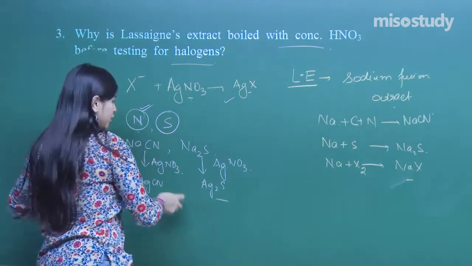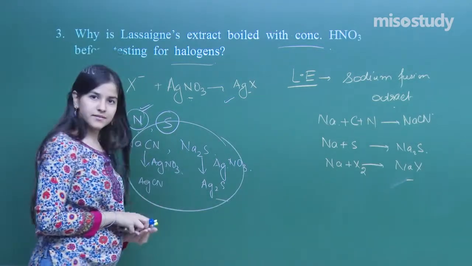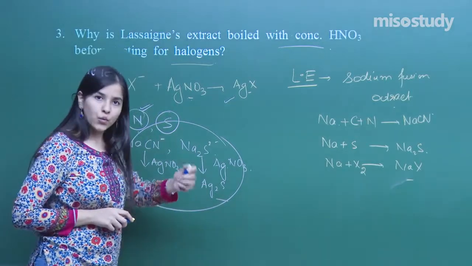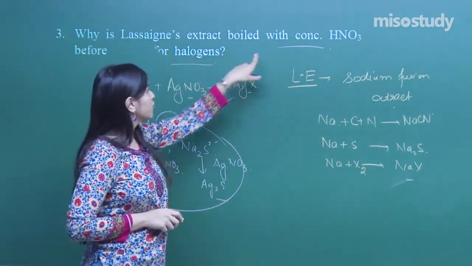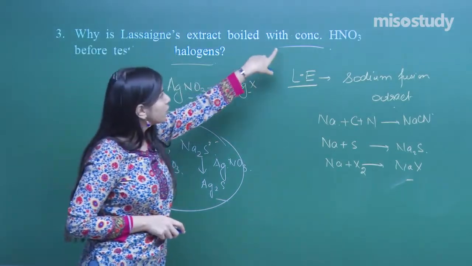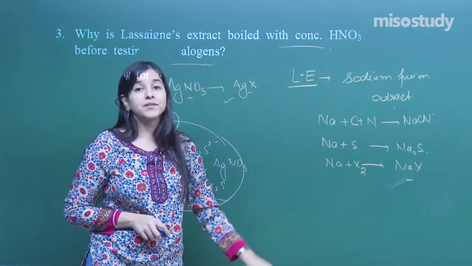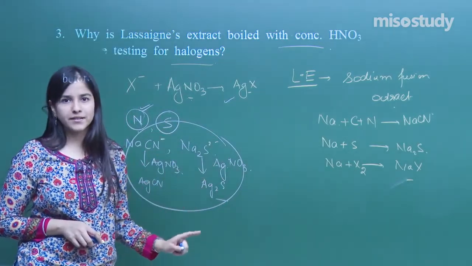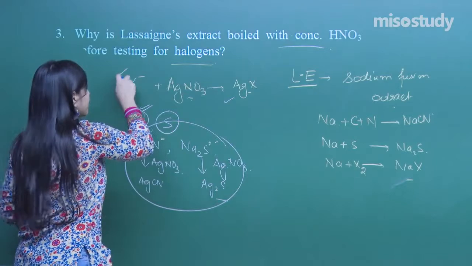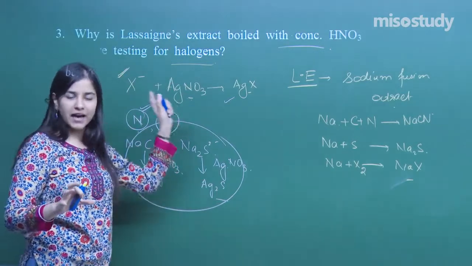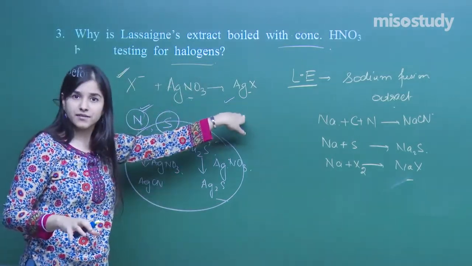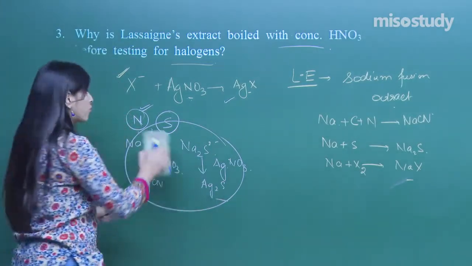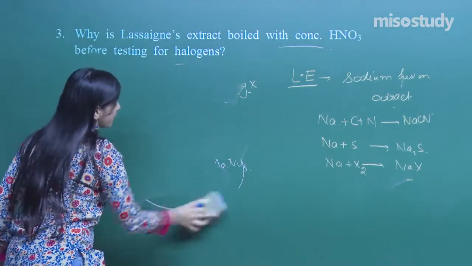So basically, due to the hindrance of these ions, the sulfide ion S2 negative and the cyanide ion, what do we do? Before moving on to this test, we boil it with concentrated HNO3 so that these species get oxidized and do not hinder the process. Then we can comfortably test for the halogens and get positive results. Clear? That is why, due to the hindrance of these ions, we have to boil it. I hope everybody is clear with it.